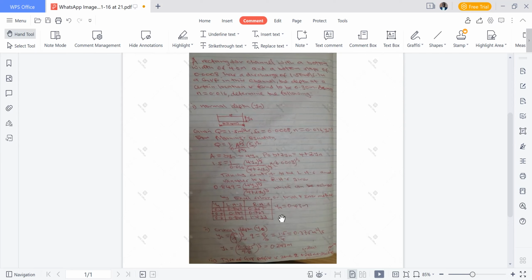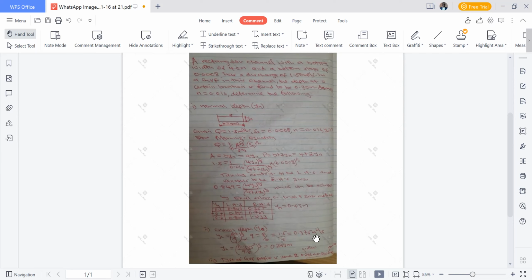Then we go to the critical depth. Our critical depth is given by small q squared divided by g, all to the power of a third. Remember, small q we call unit discharge. Unit discharge is given by discharge divided by bottom width, or width of the channel. So small q is the unit discharge, which is 1.5, the total discharge, divided by 4, which is the breadth or width. So you find it is 0.375 meter square per second.